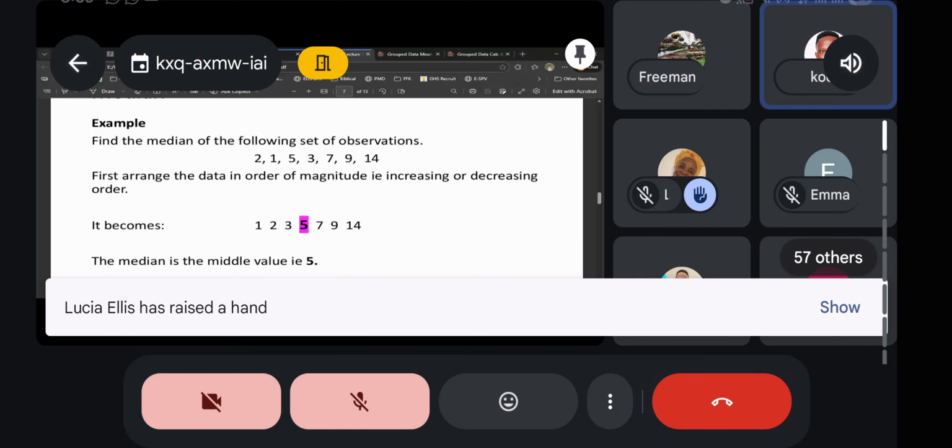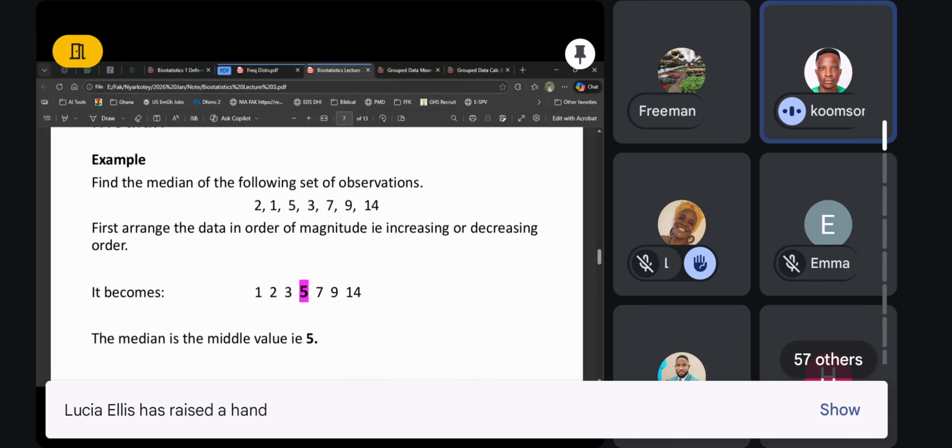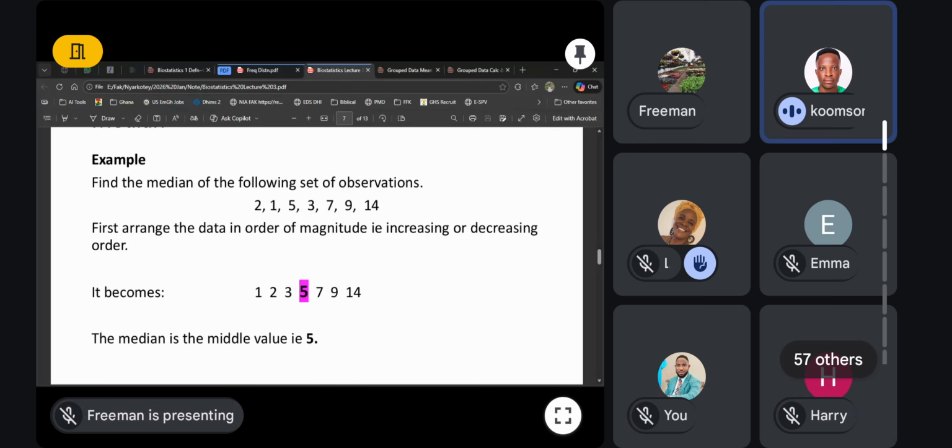What if, let's say, 3 and 5 are found at the middle? Okay, we are getting there soon. He's asking, what if there is no single number at the middle, or what if there are 2 numbers at the middle? We are getting there very soon.